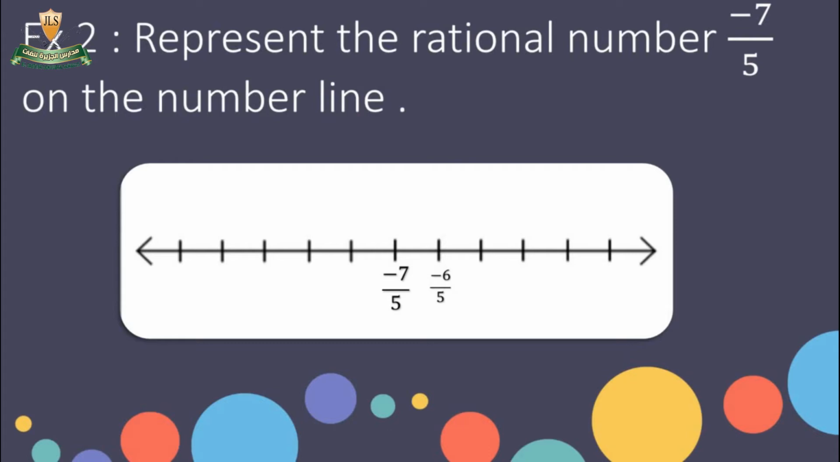So after -6/5 there is -5/5. What do you notice? -5/5 is an integer equal to what? Equal to -1. Okay, and before -7/5 there is -8/5, -9/5, -10/5. Ask yourself, is -10/5 an integer? Yes. Equal to what? Equal to -2. So I know that the rational number -7/5 lies between -2 and -1.